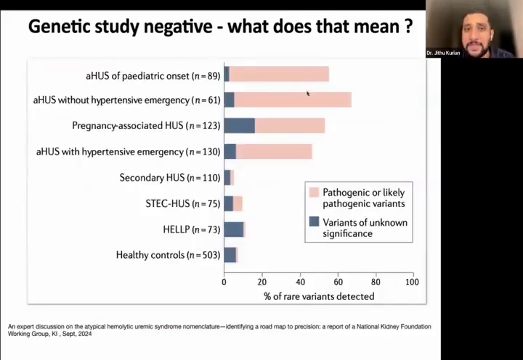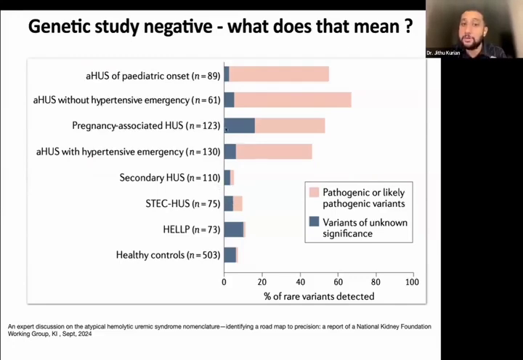And even whether pathogenic variants are found or not depends upon the setting. For example, in a pediatric patient who presented with HUS, the chance of finding a pathogenic variant is high as compared to secondary HUS or STEC HUS.